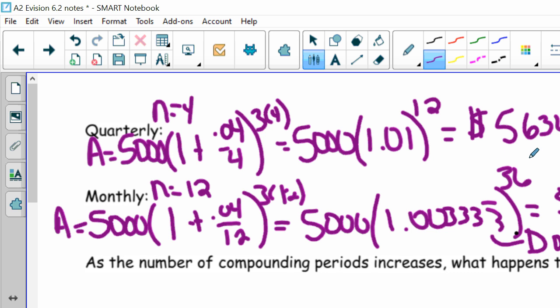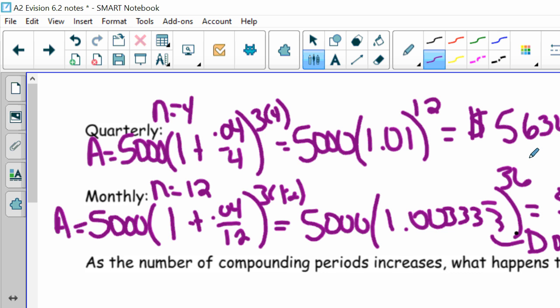So if they compound it monthly, after 3 years, we have earned $636.36 in interest. So then the question says, as the number of compounding periods increases, what happens to the amount in the account? Notice that it kept going up, right?